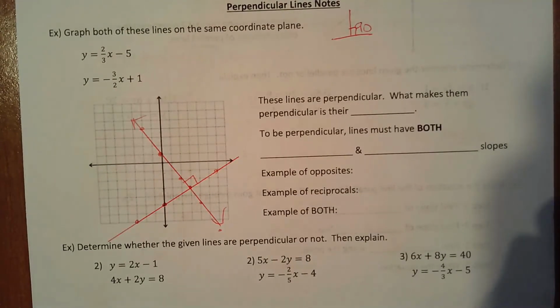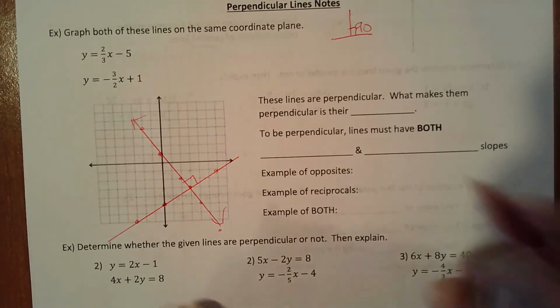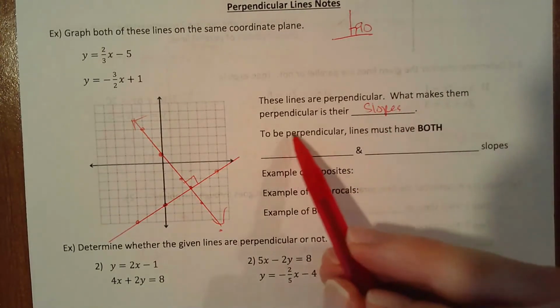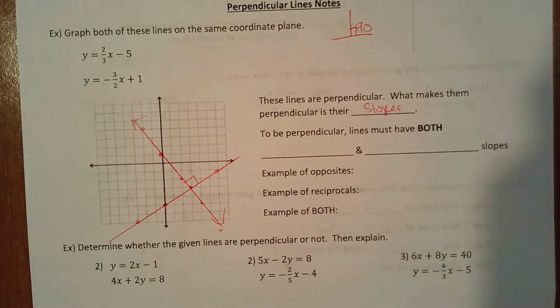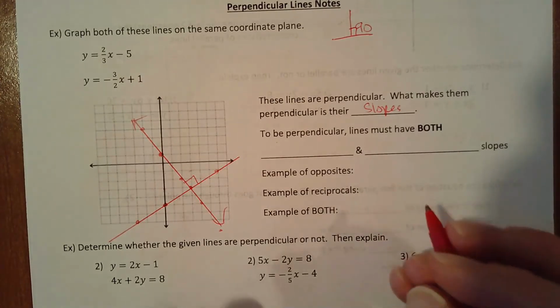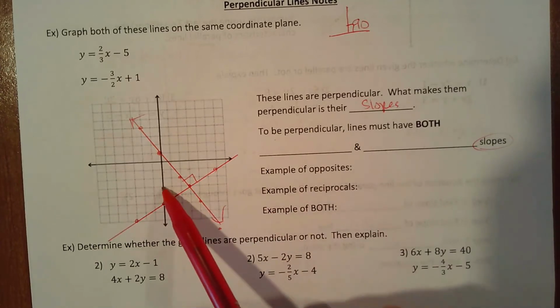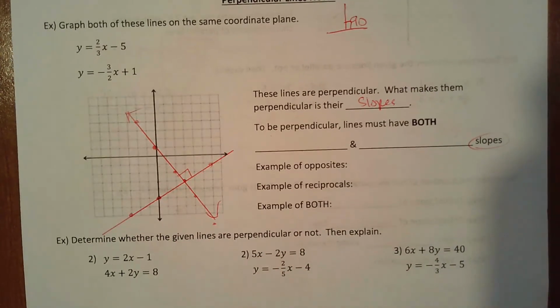What makes them perpendicular are their slopes. To be perpendicular, this is important. Before, to be parallel, they had to have the same slope or y-intercept. On this one, it's really just the slopes. These can't have the same. If they're perpendicular, they're not going to have the same y-intercept unless that same y-intercept is the y-axis. We don't even look at the y-intercept though. We look at just the slope itself.